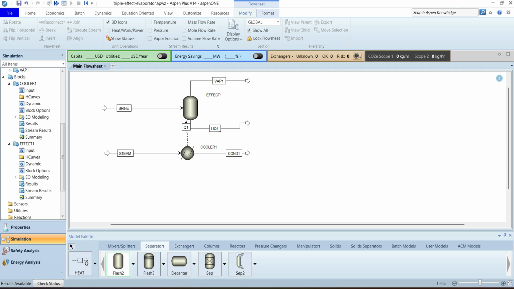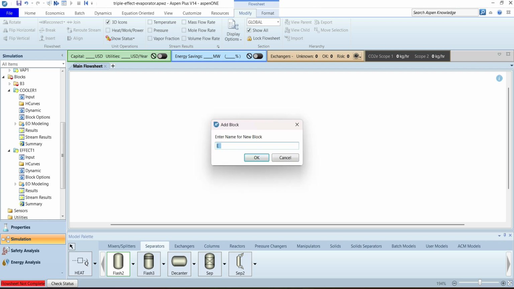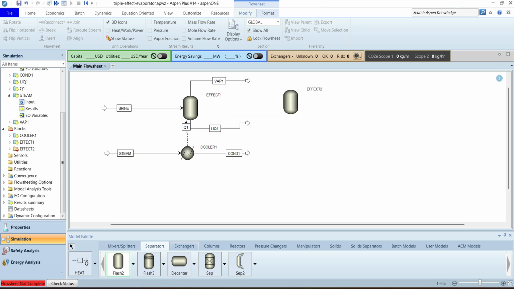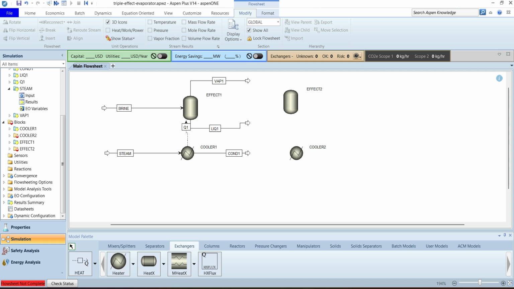In the second stage, we need another flash 2 block. Let's call it effect 2, and we'll need a cooler block, let's call it cooler 2. The vapors of the first effect are fed to the cooler block for the condensation purposes, whereas the brine solution, liquid 1, is passed to the second effect for further concentration.